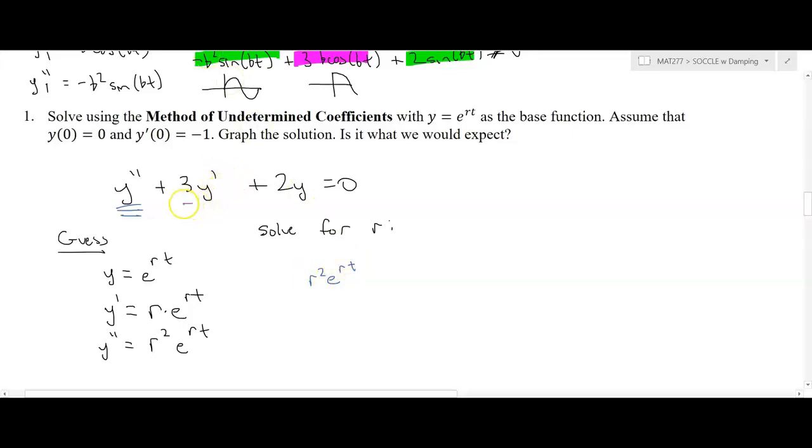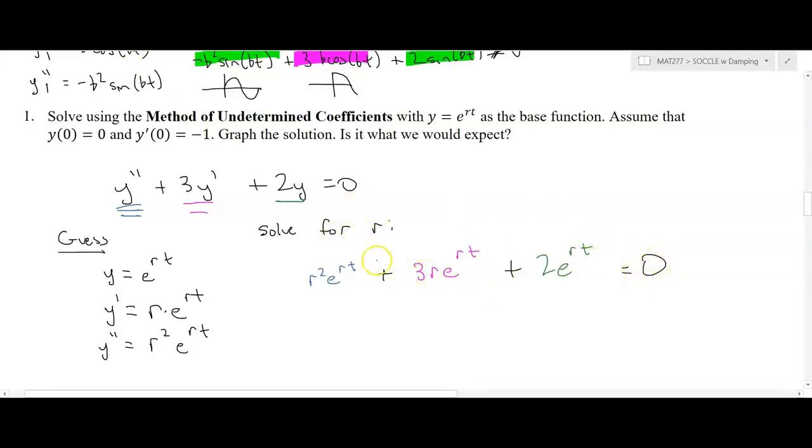Now we have that 3y prime is going to be 3 times r e to the rt, so 3r e to the rt. And then 2y, which is this guy here, that's going to be 2 times e to the rt. So we'll have plus 2e to the rt. And we know that these three things have to add up to 0.